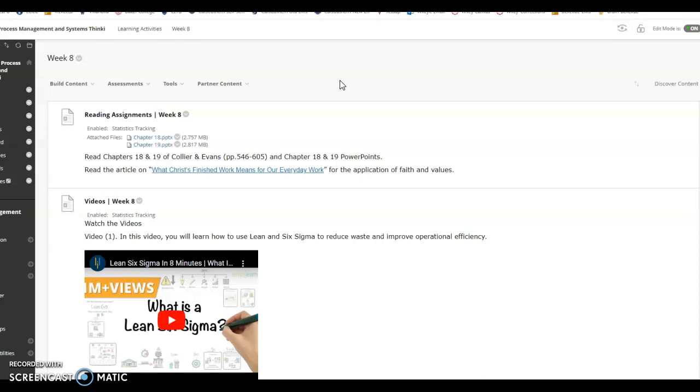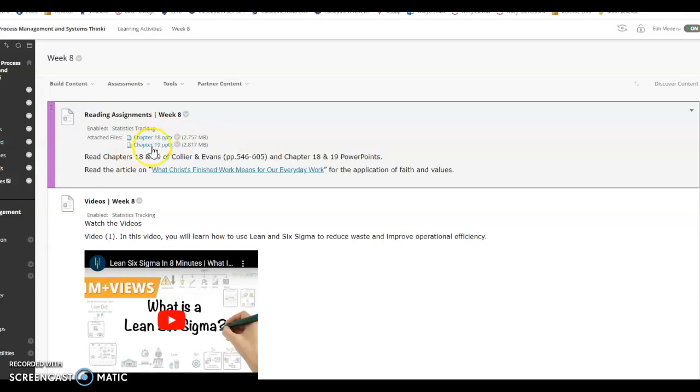In week 8, we're looking at chapters 18 and 19 of the Collier and Evans textbook. We have the great PowerPoints here that can definitely help us summarize some of this. And we have an article that we're going to read, which is called What Christ's Finished Work Means for Our Everyday Work. So we can definitely try to apply faith and values into our lesson this week.